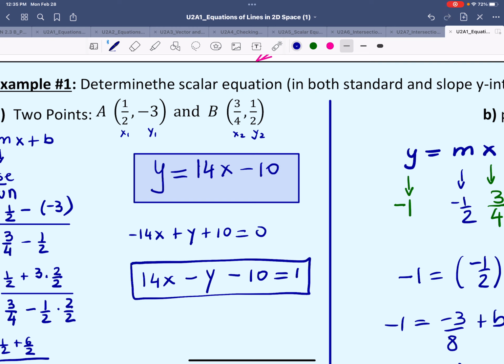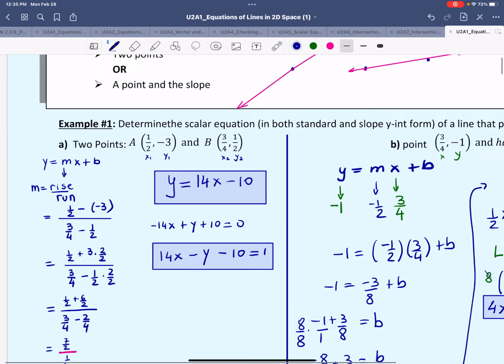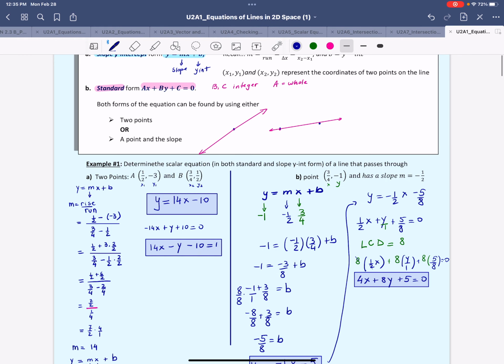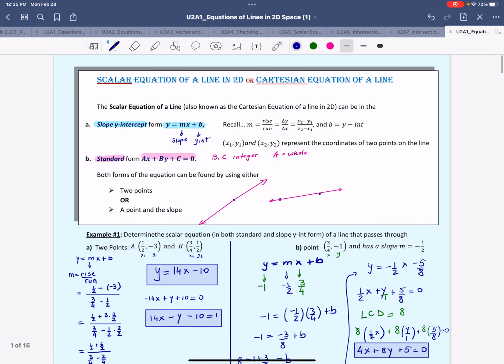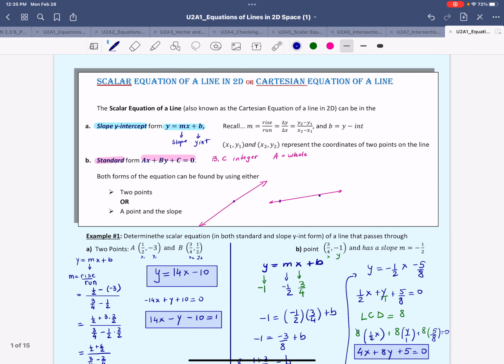So the equations that we just found here, both slope y-intercept and standard form, are what we call the scalar equation of a line, or the Cartesian equation of a line. So they have a special name, and the reason why we are giving it a special name is because in this unit, since we're doing the unit of vectors, right, we are trying to describe the lines using vectors.